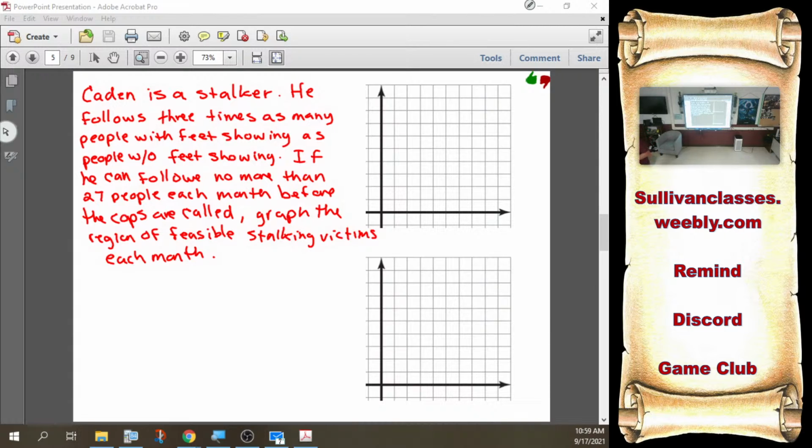Once you write the equation or the inequality, so long as it's correct, rearrange it to however you're comfortable graphing it.